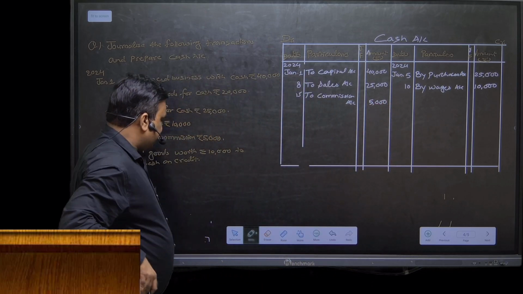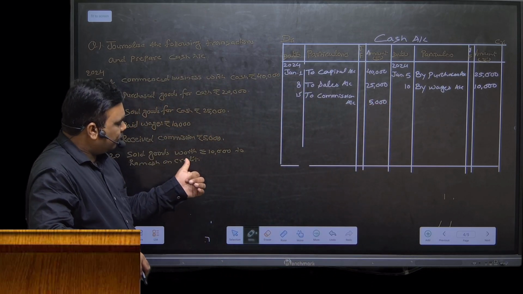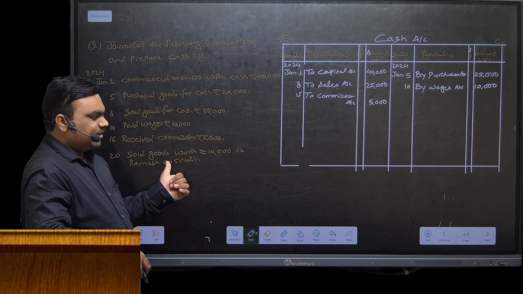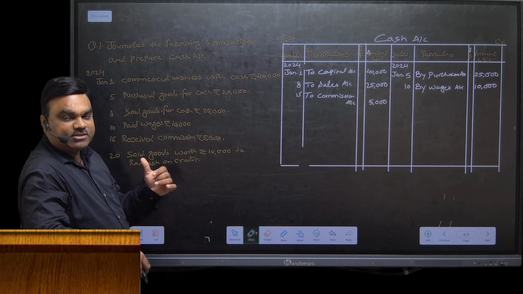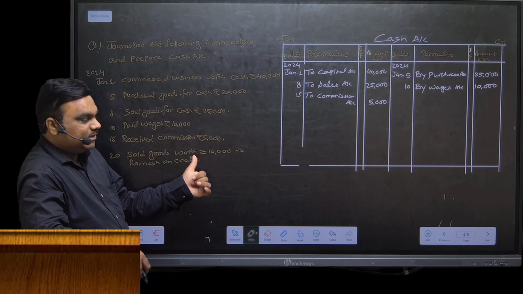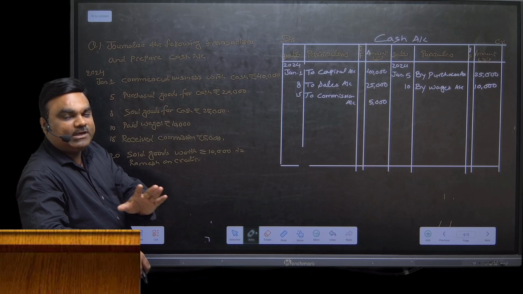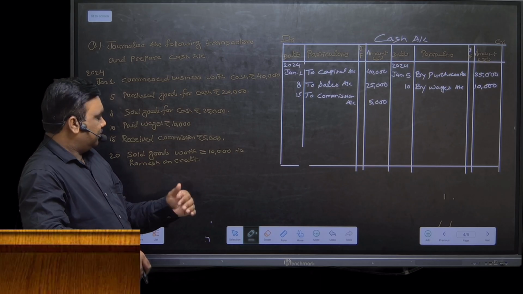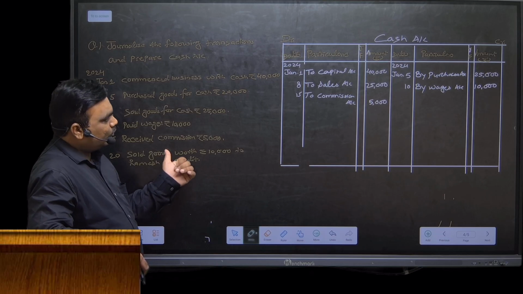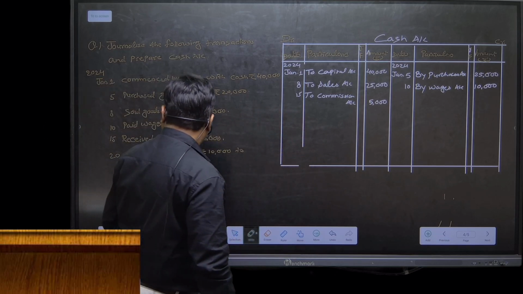See, the last transaction given is sold goods worth rupees 10,000 to Ramesh on credit. This is a credit transaction. So our journal entry will be Ramesh account debit to sales account. So in this entry, there is no involvement of cash at all. In this transaction, there is no cash. So it is not to be posted into cash account. This is the final entry.